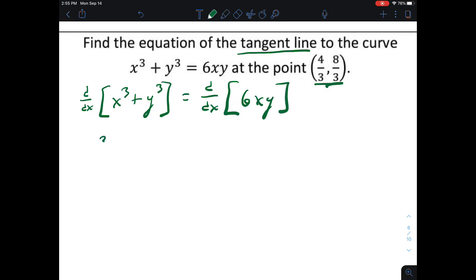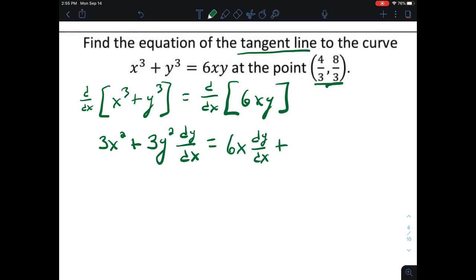And so the derivative of the left-hand side is going to be 3x squared plus the derivative of y to the third power would be 3y squared times dy over dx. And then I do the same thing on the right-hand side. Well, we have to do the product rule because we have x times y. And so it would be first 6x times the derivative of the second, which would be dy over dx, plus second times the derivative of the first. Well, the derivative of 6x is just 6.